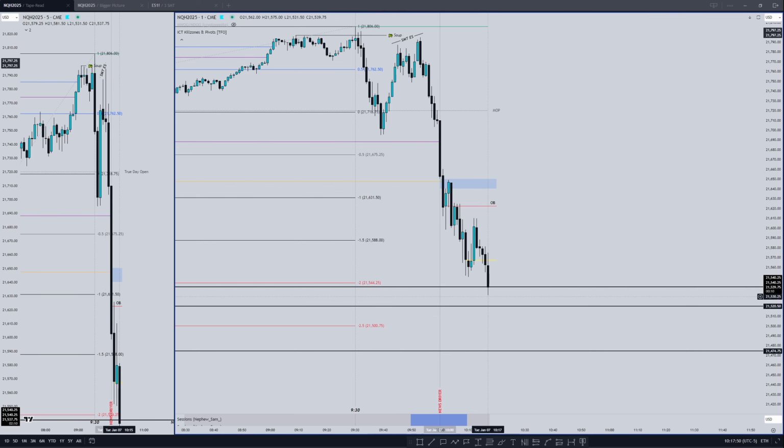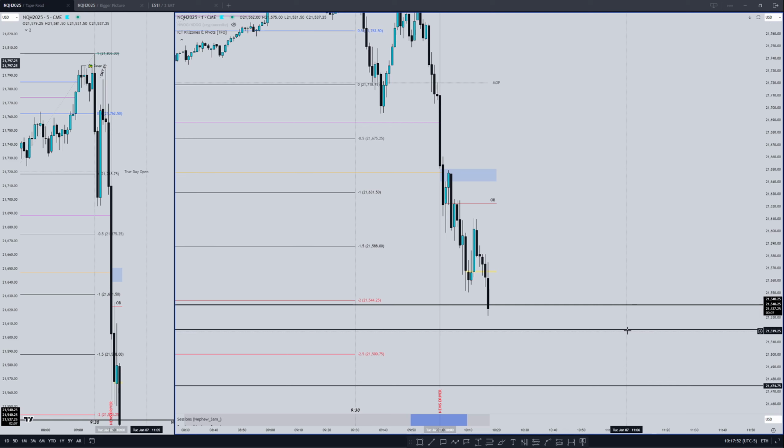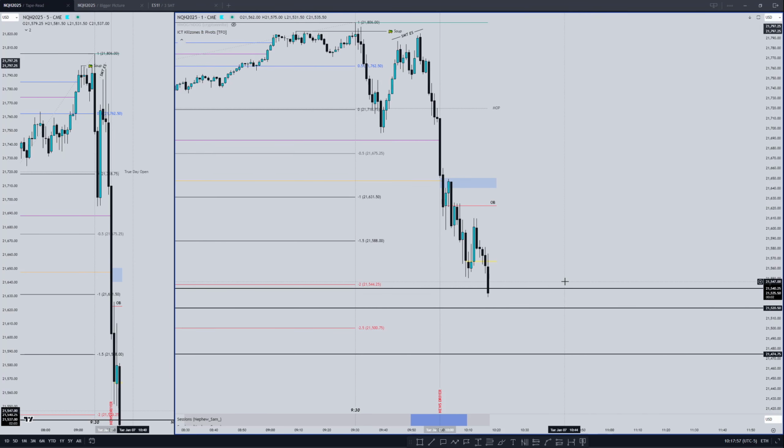Second limit should be approaching soon. We can see how actually wide these dealing ranges are. This is 20 points. We've got so much volatility recently.